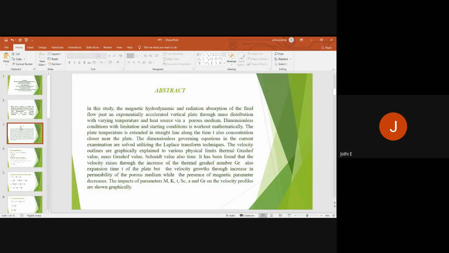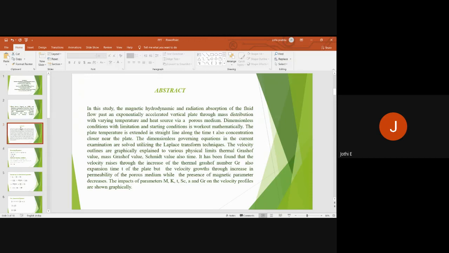This paper's abstract is: in this study, the MHD and radiation absorption of the fluid flow past an exponentially accelerated vertical plate through mass diffusion with varying temperature and heat source via porous medium. Dimensionless conditions with limitations and starting conditions are worked out mathematically. The plate temperature is extended linearly along the time t, also concentration closer near the plate. The dimensional governing equations in the current examination are solved using Laplace transform techniques.